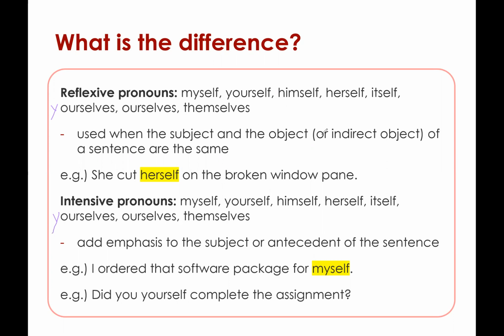What is a reflexive pronoun? It is a pronoun used when the subject and the object of a sentence are the same. So, for example, she cut herself on the broken window pane. So you can see she is the one doing the action because she's the subject, right? And who is the person being cut? That would be herself, right?